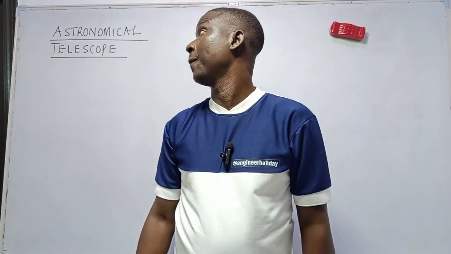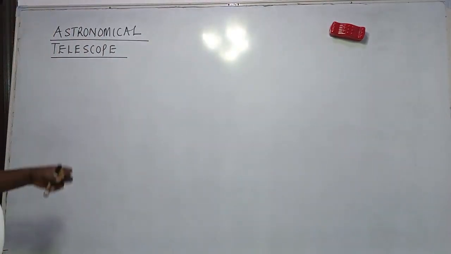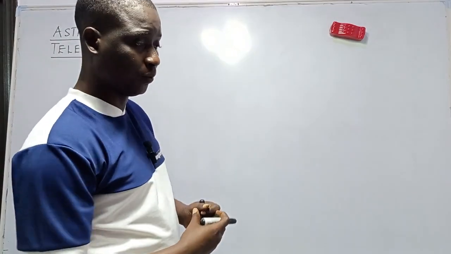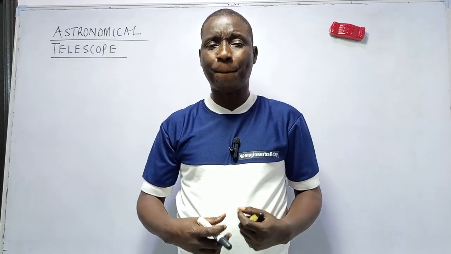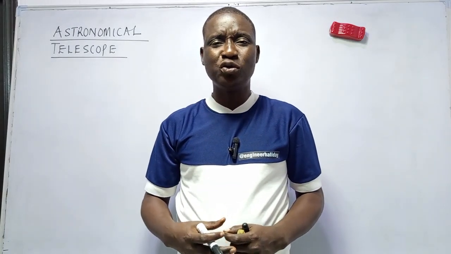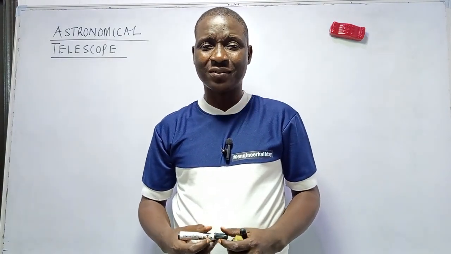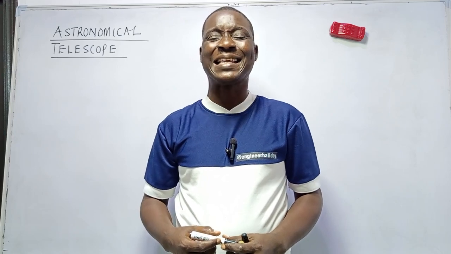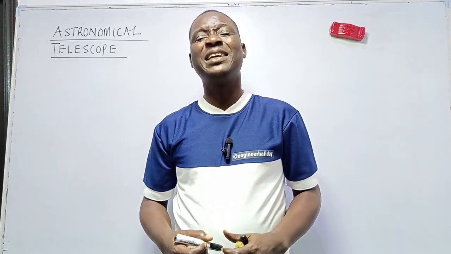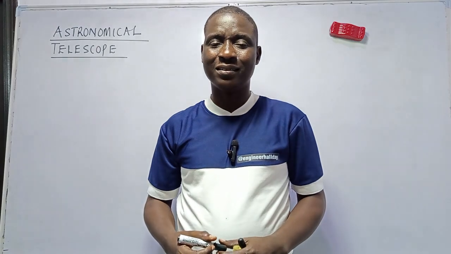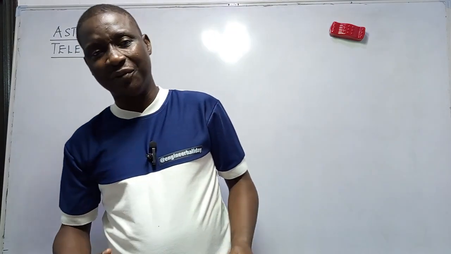We want to look at the astronomical telescope, and what do we understand by astronomical telescope? An astronomical telescope is an optical instrument that uses lenses or mirrors to collect and focus light from distant celestial objects, making those objects brighter and magnified for observation.